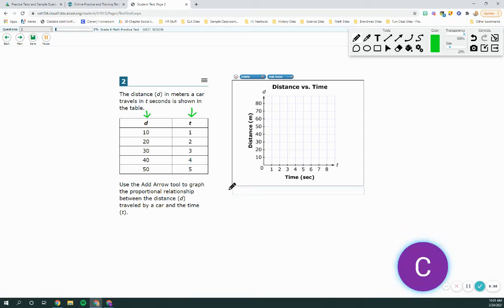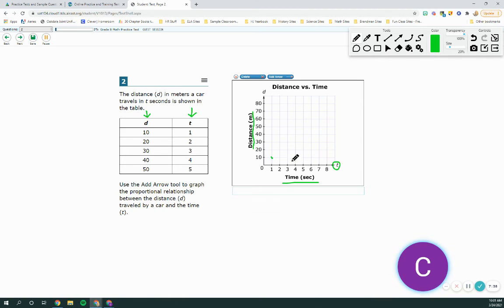Because as a car travels, the further it goes, which is the distance, the longer it's going to take to get there. So when the distance is 10, it took 1 second. So if you look, I have my time here and my distance here. So when I have 1 in my time spot, I have 10 in my distance. So if I go to 1 on my graph on my x-axis, or here it's the t-axis, I go to 1 and then I go up to 10. It wants me to put a dot right there.